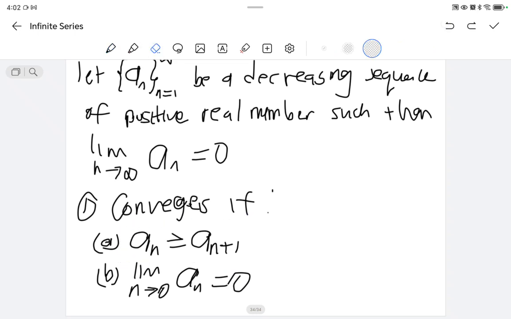Or I can still write it like this. For a decreasing sequence, we have a decreasing sequence. So I'm just defining that definition. Alright, so this is the condition for convergence. So this will converge if this is the case.